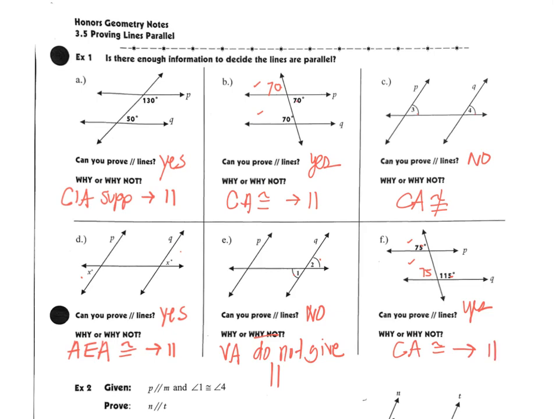Okay, so there's 6 examples. 4 of them we had enough information to be able to say that the lines are parallel, and then 2 of them, no, we did not have enough information to say that those lines are parallel. With our big one probably being right here with letter E, those vertical angles, those do not imply that lines are parallel.